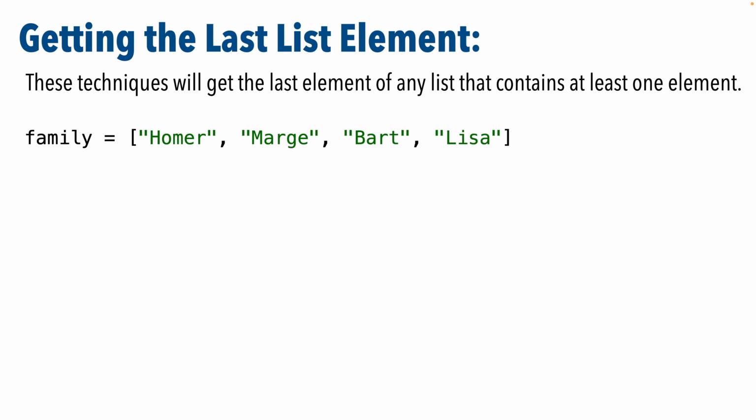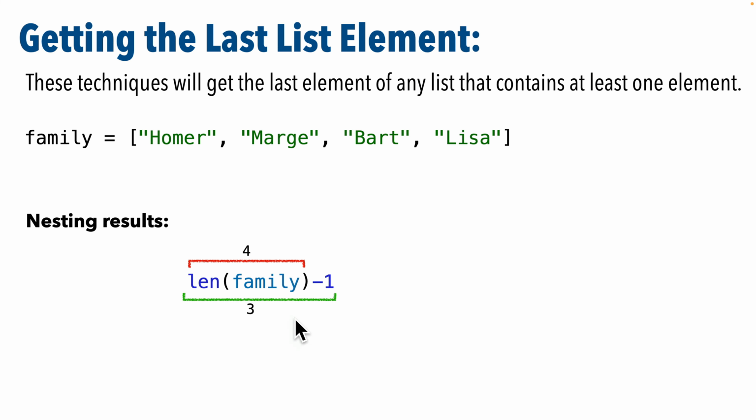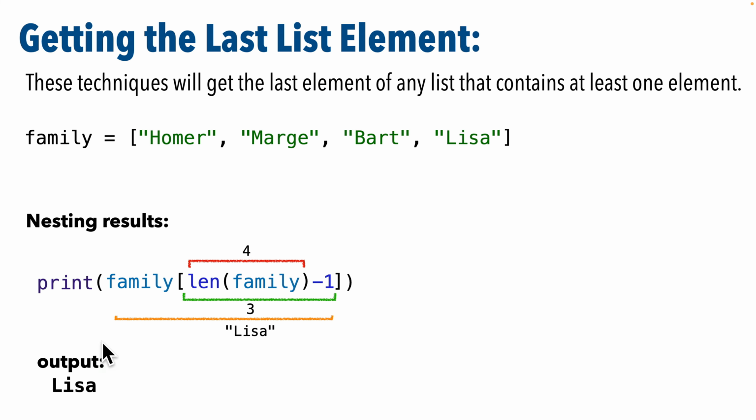Now, how can we get the last element even if we don't know how long the list is? Well, there are a couple of ways we can do this. We can get len family, that's the length of the list. In this case, that's 4. There are 4 elements in the list. But remember, our last index in the list isn't 4. 4 is the length of the list, but we're 0 indexed, so we want 1 minus the length of the list. So right here, we want to subtract 1. That gives us 3 in this case. Then we can enclose that result inside of square brackets after the variable name family, and that'll give us the last element in the list regardless of size, as long as there's at least 1 element in the list.